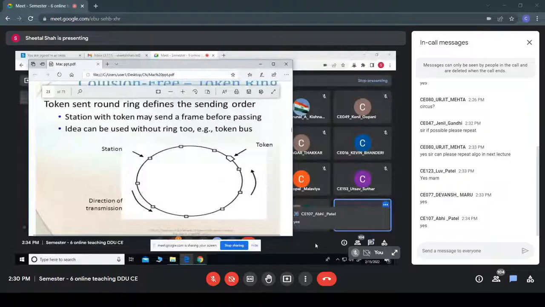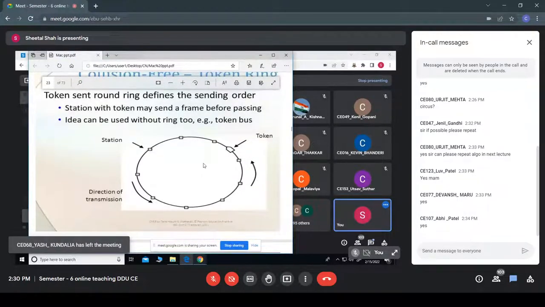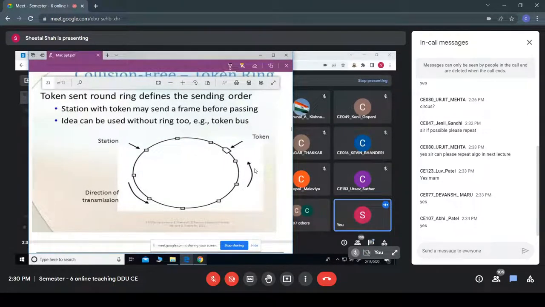Okay, so one of the collision free protocols is this token ring. In this token ring, a ring type of topology is used. You know what we mean by topology? The way the stations are interconnected with each other is known as a topology. And here you can see that these are all the stations, connected in this format, that is a ring type of format.